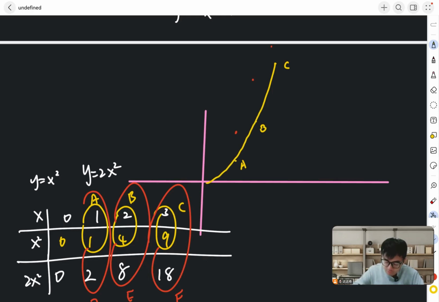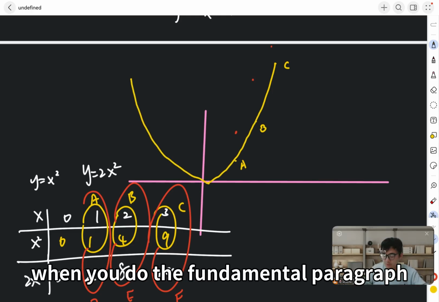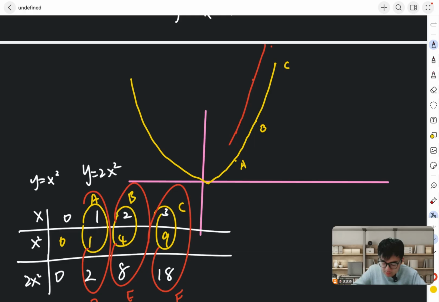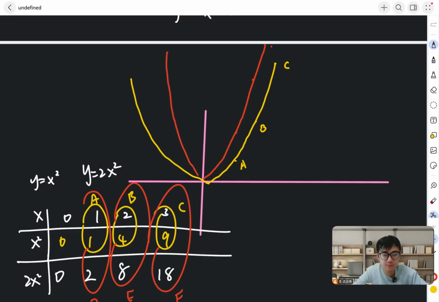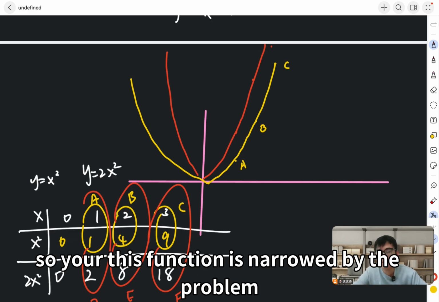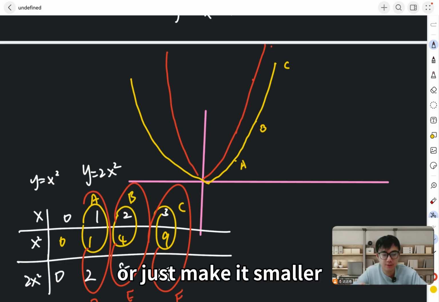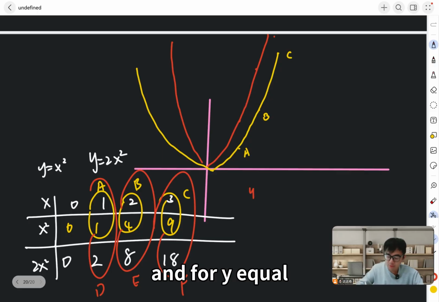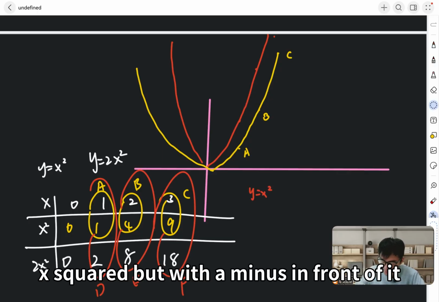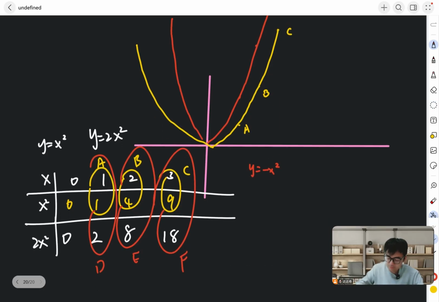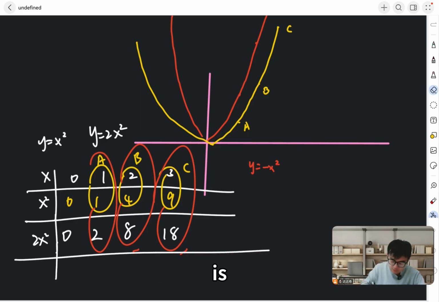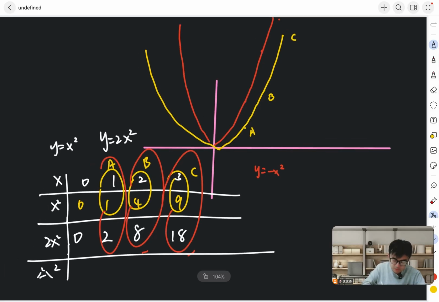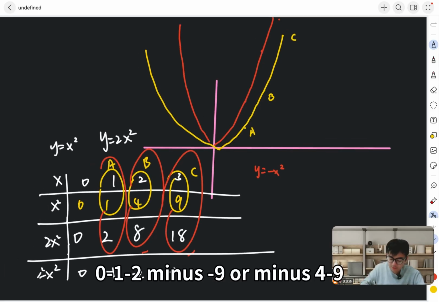When you do the fundamental parabola, it's looking like this. And another parabola, it just looks like you're narrowing it. So this function is narrower than the parabola, or just made smaller. And for y equal x squared, but with a minus in front of it, you can see the corresponding values are 0, minus 1, minus 4, minus 9.